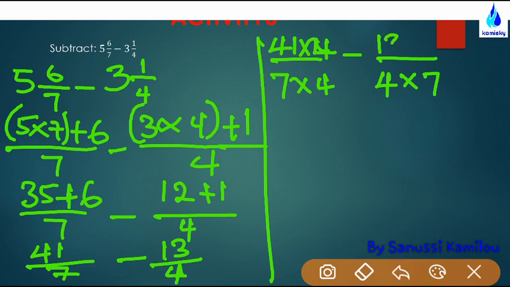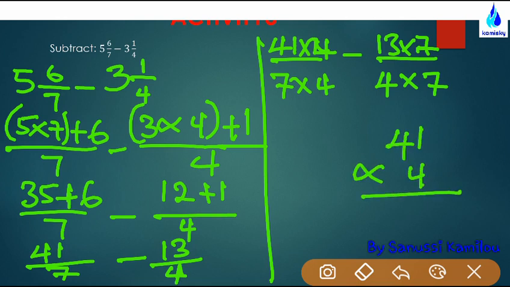I will multiply 13 by 7. Whatever you do at the bottom, you must do it at the top also. So from there we continue. Let's quickly do this simple calculation. 41 times 4. What do you do? 4 times 1, 4. 4 times 4, 16.